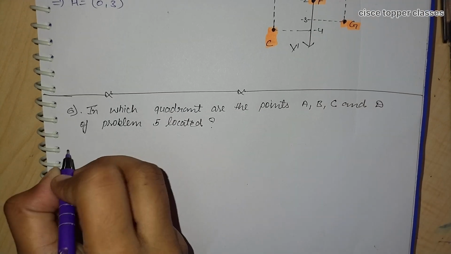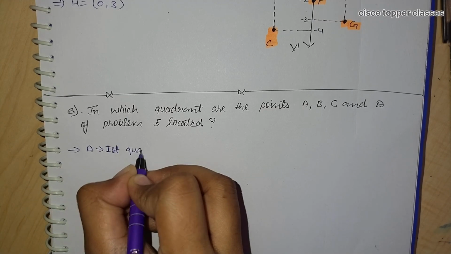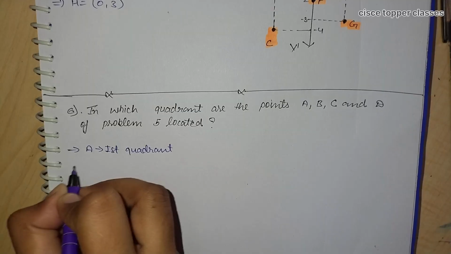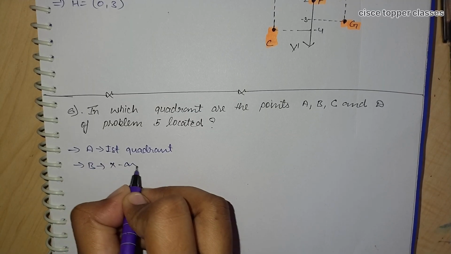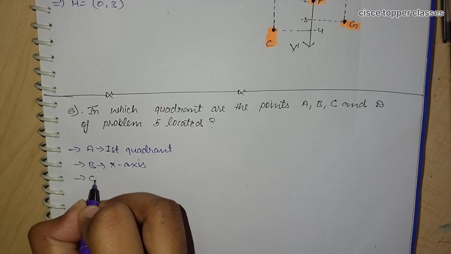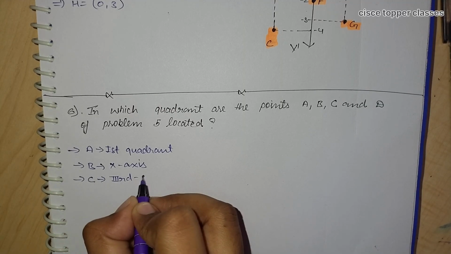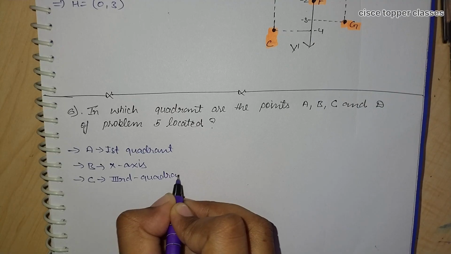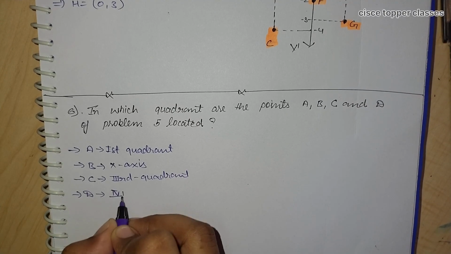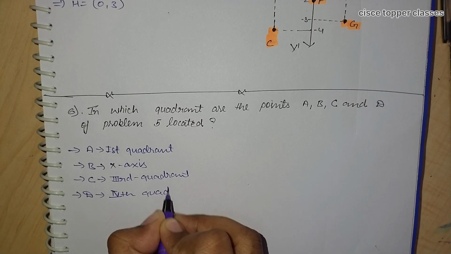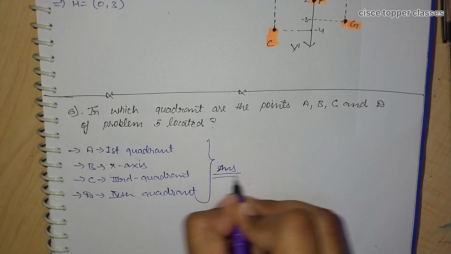So we can write here point A is located on first quadrant, point B is located on x-axis here, and point C is located on third quadrant. So this is here the third quadrant, and we have point D on fourth quadrant. So this is only what we have to find in this question. So this is the answer of sixth question.